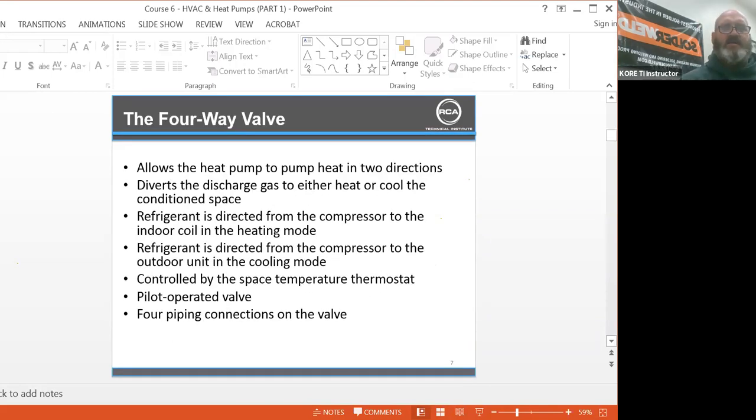The 4-way valve allows the heat pump to pump heat in 2 directions. It diverts the discharge gas to either the heating or cooling of the conditioned space. Refrigerant is directed from the compressor to the indoor coil in the heating mode, and refrigerant is directed from the compressor to the outdoor unit in the cooling mode. Controlled by space temperature, it's a pilot operated valve with 4 piping connections on the valve.